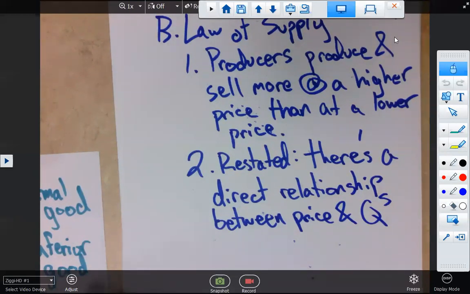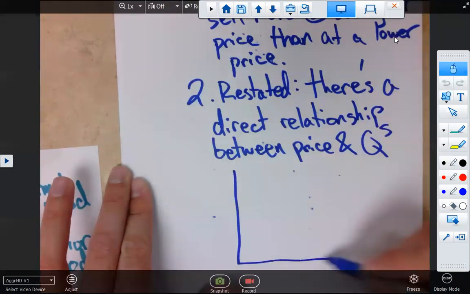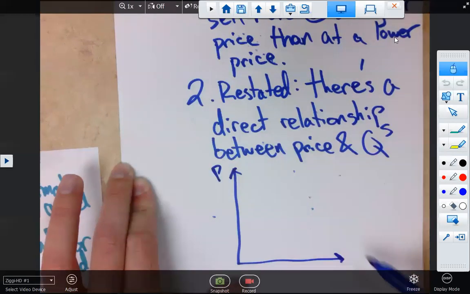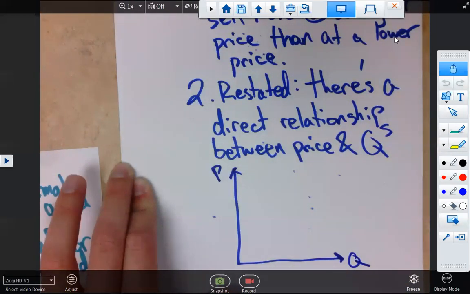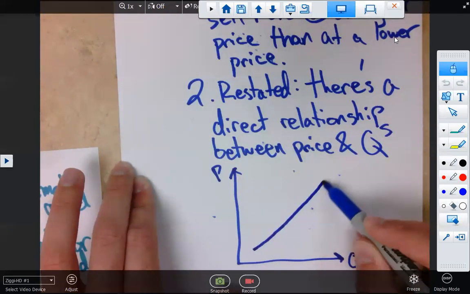And so essentially, the costs don't really change that much. So higher price means higher profits. So how do we graph the supply curve? Well, remember, we use the alphabet as our mnemonic to figure out that P goes before Q. And then it's a direct relationship, right? As the price goes higher, there's going to be more quantity supplied.